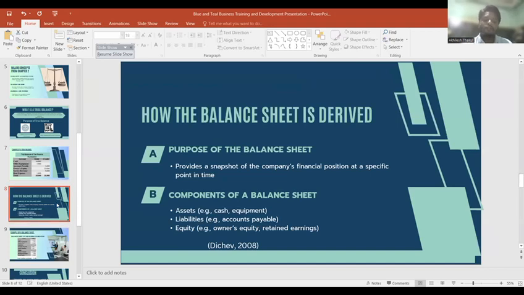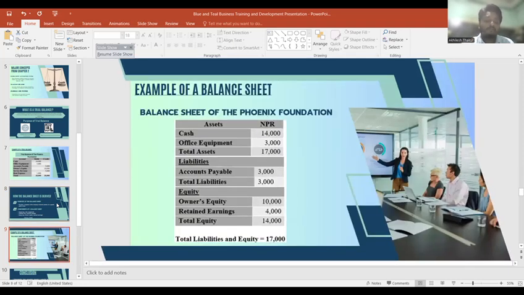So the balance sheet shows a snapshot of the company's financial position at a particular point in time. The components of a balance sheet are divided into three parts: assets, for example cash or equipment; liabilities, for example accounts payable; and equity, let's say owner's equity and retained earnings. So we take the numbers from the trial balance and organize them into three categories to create the balance sheet. Here is an example of a balance sheet of the Phoenix Foundation again.